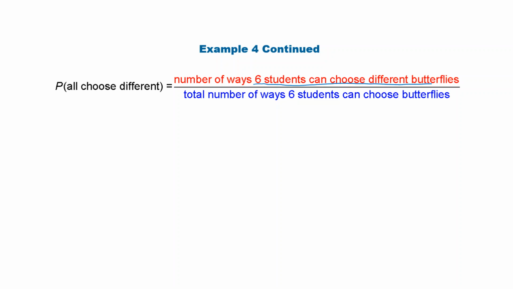And so we're going to use the permutation rule, and we have a total of 8 different butterflies, and we're going to have 6 people choosing. So we're going to remember that permutations like this is going to be n factorial divided by n minus r factorial. So our n is 8.